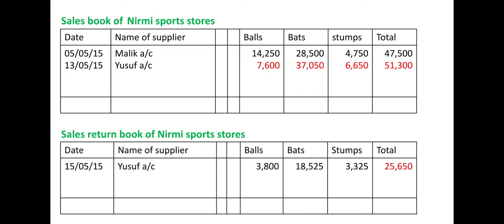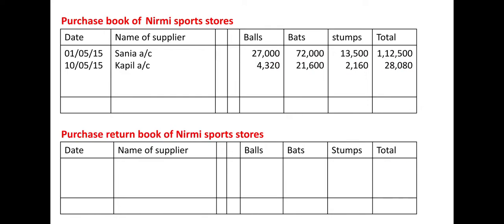Now student, we are in 20 of May. Following goods returned to Sania. Now we are returning goods to Sania. Student, we had taken goods from Sania earlier. Verify in the purchase book. If we go back in the purchase book, student, on 1st of May we had bought goods from Sania. I am sure you can see it on your screen. Now, of the goods we took from Sania, we are giving some goods back to her. Let's see what is being returned.